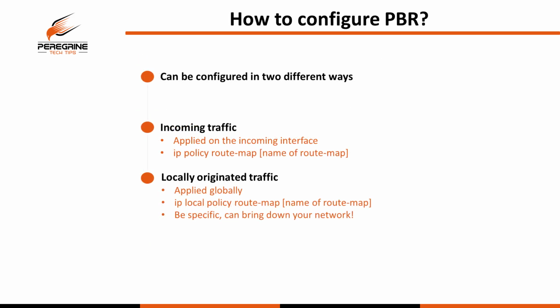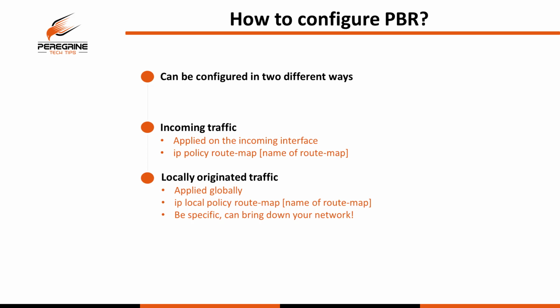So PBR can actually be applied in two different ways. The first and most common way is to apply the route map inbound at the interface level. The second and less common way is to apply it globally, which is used to policy route traffic sourced from the router itself. One use case for this would be if you wanted management traffic such as Telnet or SSH to always go out a particular interface.